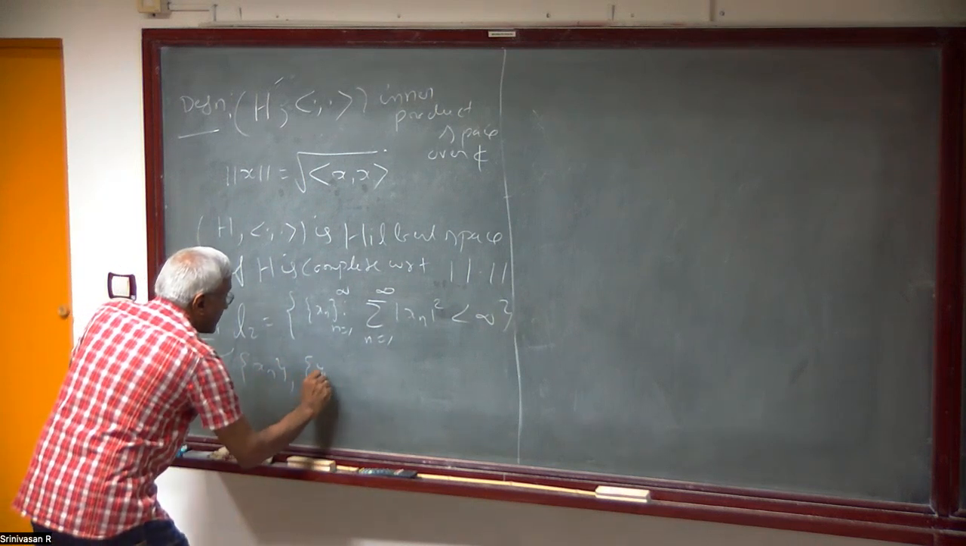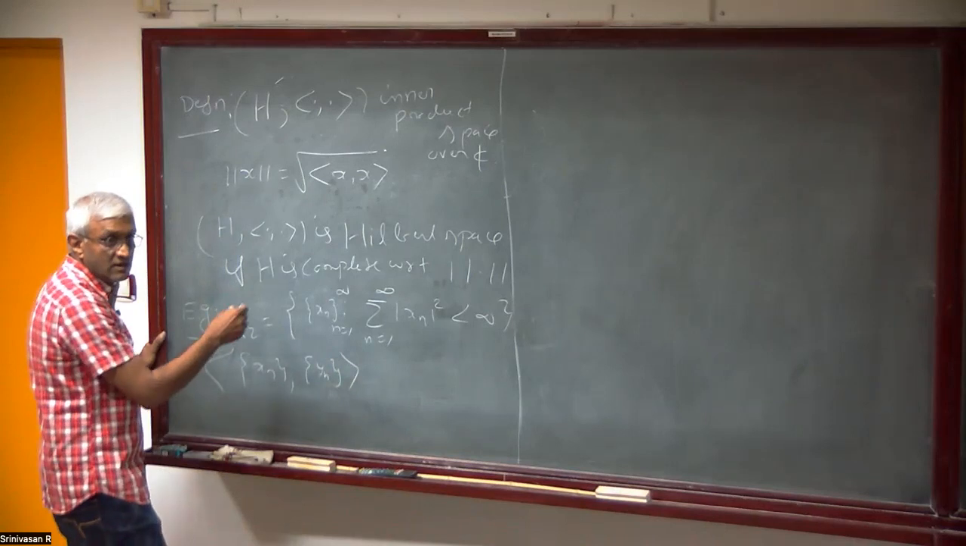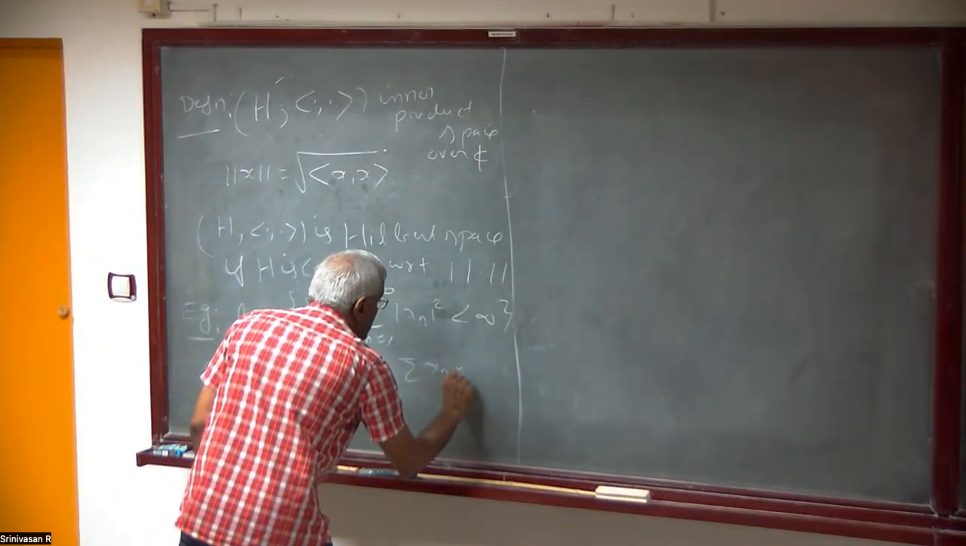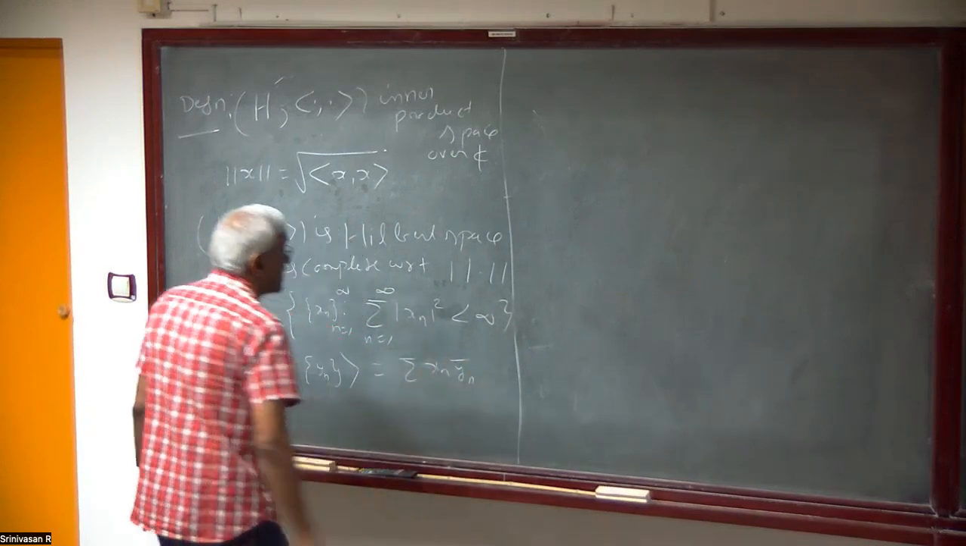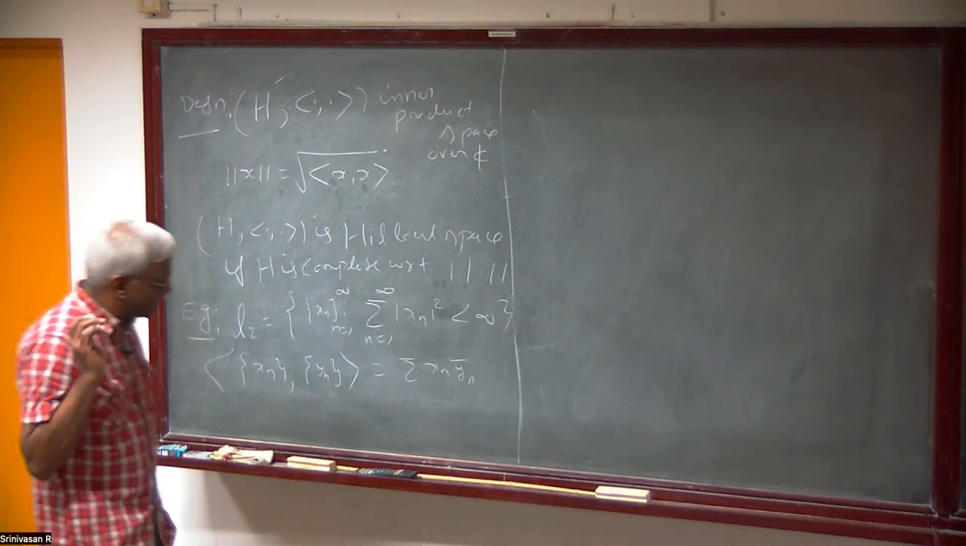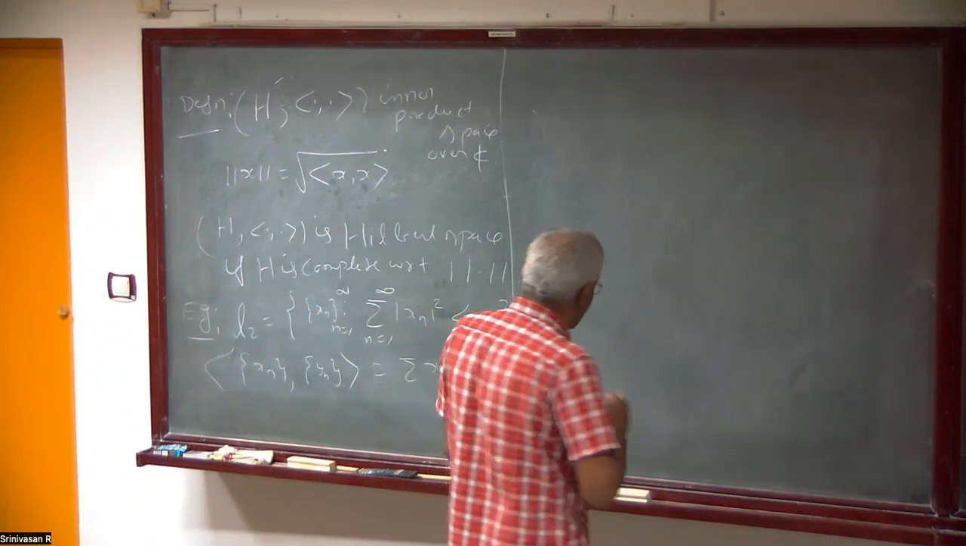The inner product between x and y will follow by whatever we call Cauchy-Schwarz. This will be the summation of xn yn bar. This is the inner product, and this will be complete. We have seen a proof that it's complete. So this is an example of an inner product space. Or we can do something else: we define an inner product space and then complete it.